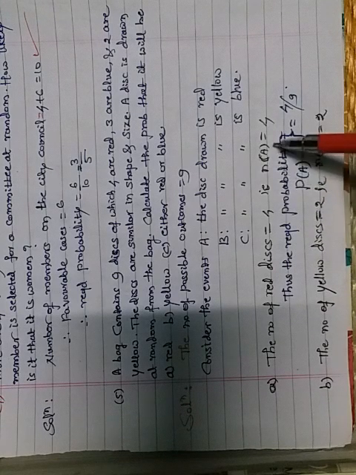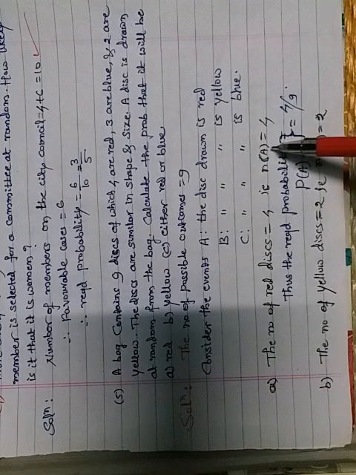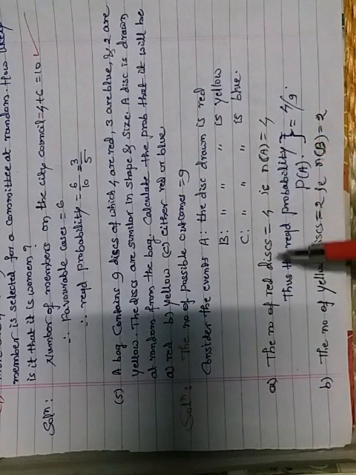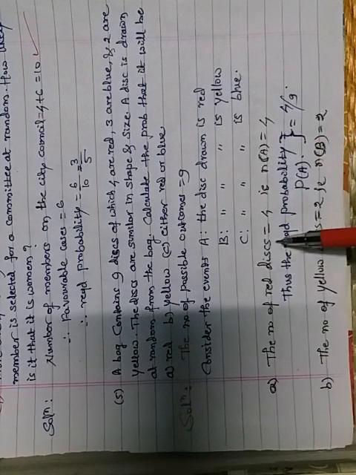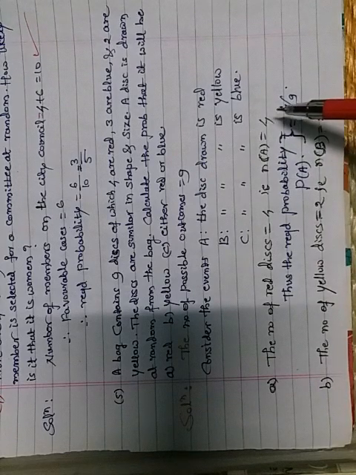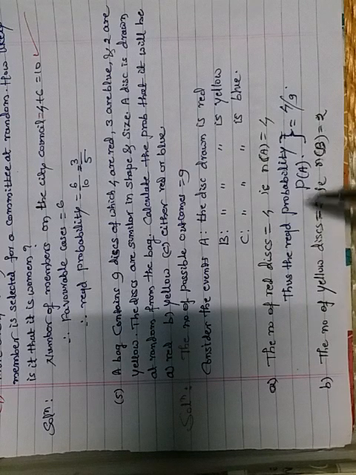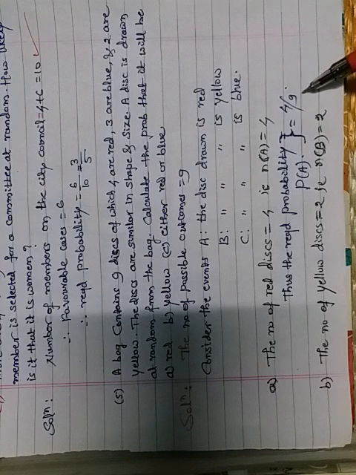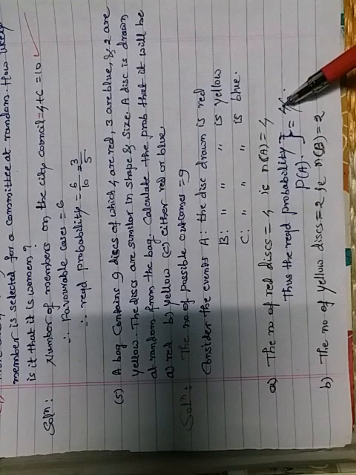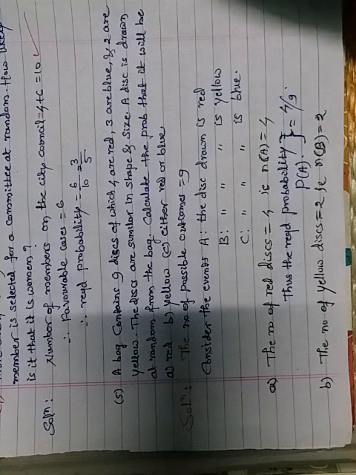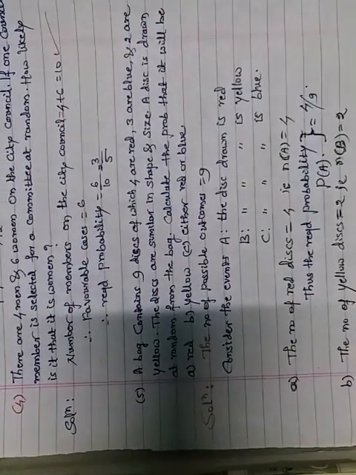That is, n of A is the required number of favorable events. N of A is equal to the red discs. Hence it is 4, because 4 red discs are there. Hence the required probability is equal to 4 divided by 9, the required number of favorable events divided by the total number of events. Am I right here? Okay.